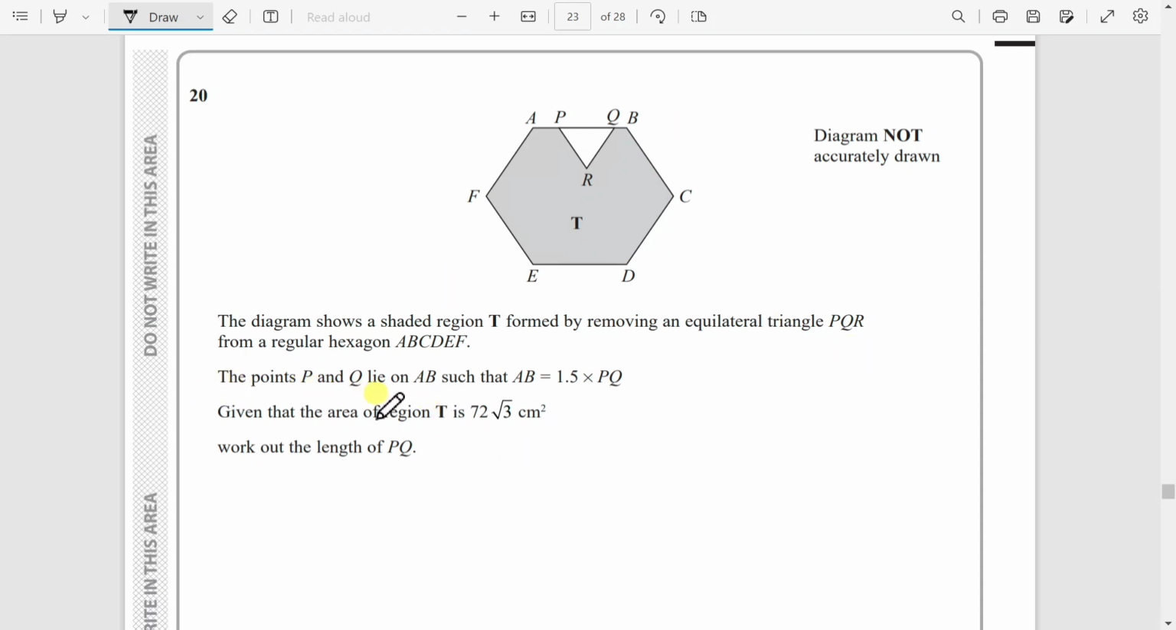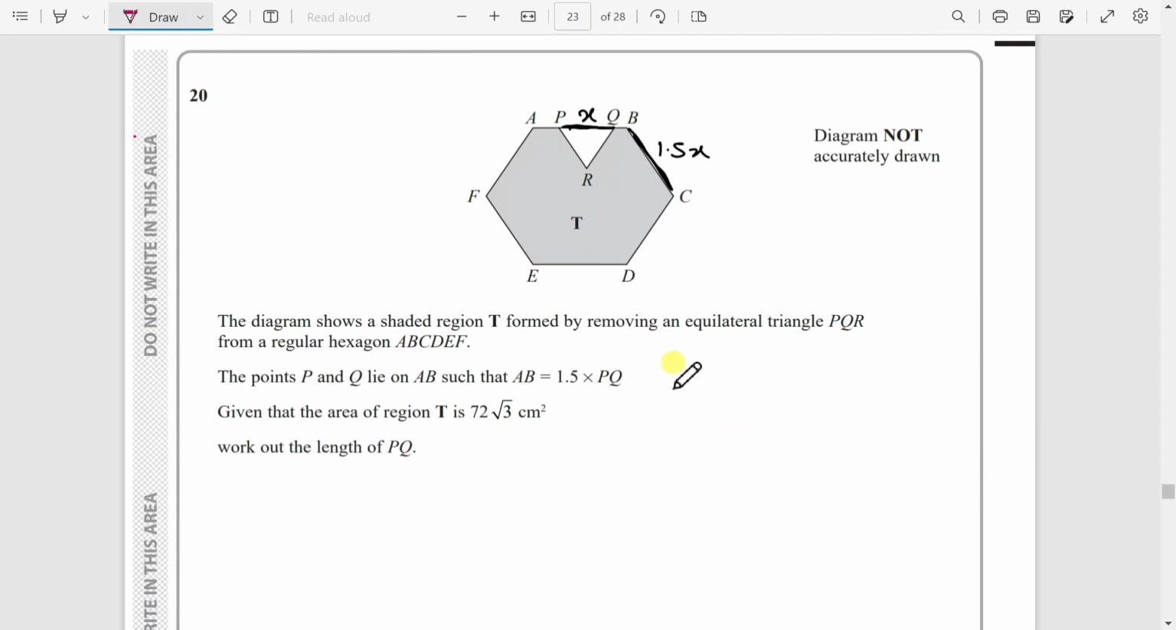The points P and Q lie on AB such that AB is 1.5 times PQ. Okay, so if this was X, this would be 1.5X. So what we can do is label this short length as X, and I'm going to label this long length as 1.5X, because they're all the same. That's going to help us figure this out. Now, given that the area of T is 72√3, work out the length of PQ. So work out the length of X. So we've got to find X then.